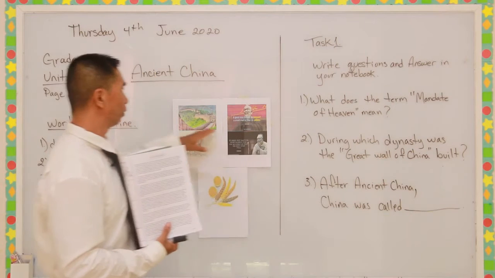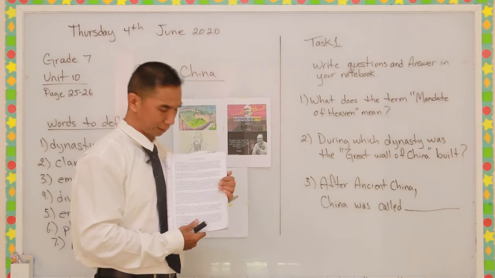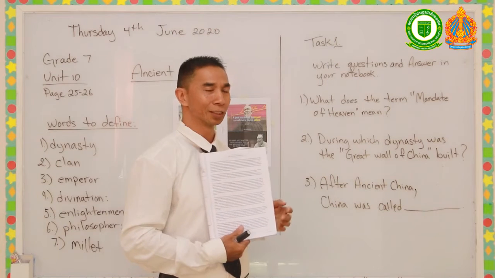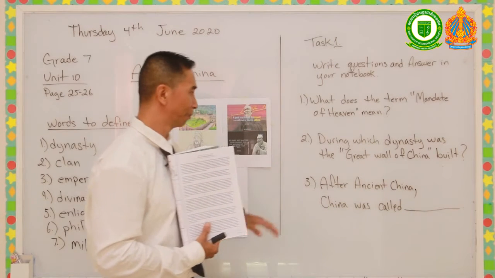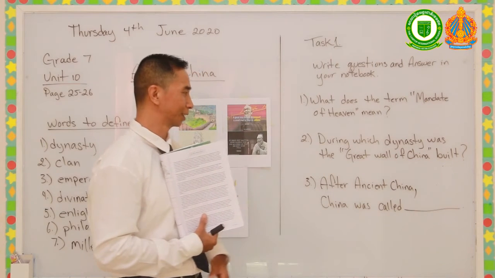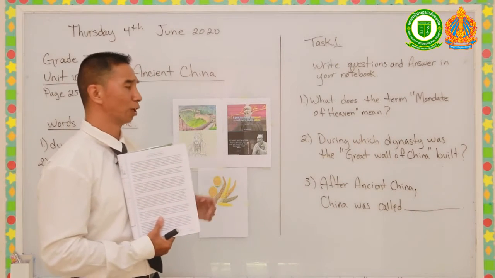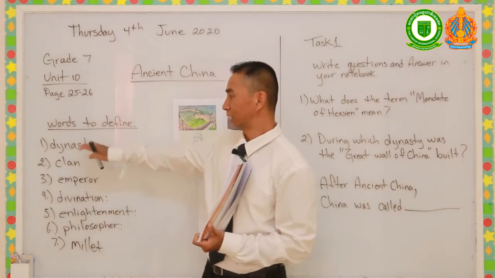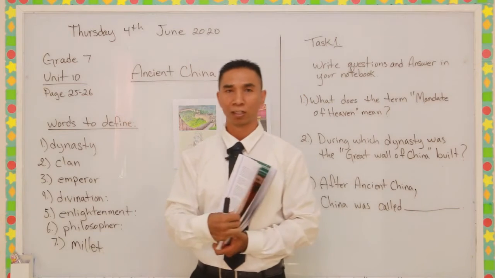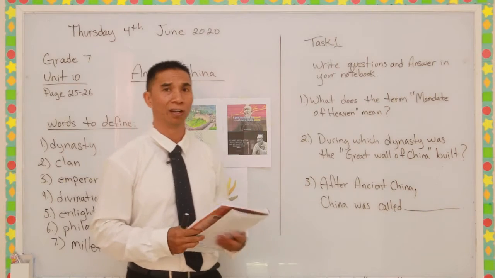So my question is, when was this Great Wall of China built? During what dynasty? It is in your reading, and we can discuss this too during our Telegram post, and in Zoom we can discuss more about China and ancient China. And the last question, you have to read your work to find out the answer. After ancient China, China was called what? So after all the dynasties, all the clans, and all the emperors, what was China called after all this? So this is part of your first task in this first video.